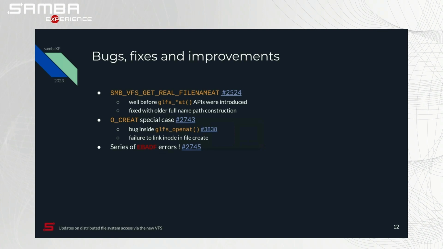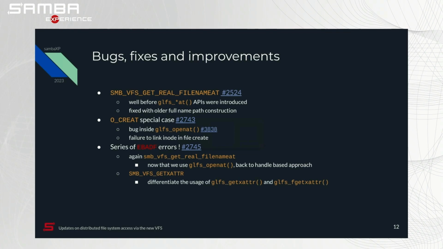The first case was VFS getRealFileName. Previously, in the first bullet point, we already fixed it even before the implementation happened in VFS GlusterFS. Now that we have switched to GLFS OpenNet, we have to again change it back to the handle based approach. So that's what we did. And also with SMB VFS getxattr, we had to differentiate between the usage of GLFS getxattr and GLFS fgetxattr. In the latter case, we have to fetch the GLFD from the FSP extension. Another one is related to SMB VFS FN times, where we fixed a similar issue when we encountered an ebadf error.